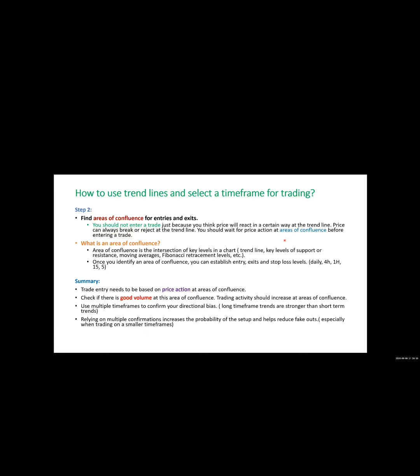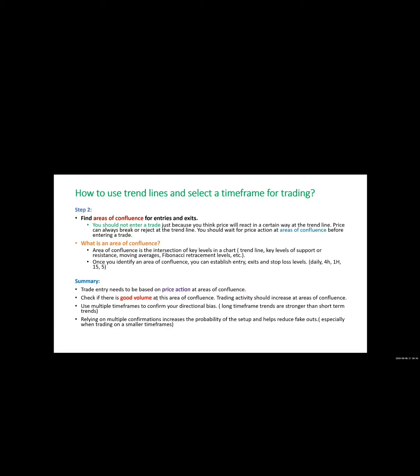and that's an area where you should be looking to enter or exit your trade. So once you identify an area of confluence, you can establish entry, exit, and stop loss levels. So it should be based on the daily, 4-hour, 1-hour, 15, and 5. And I'll show you guys how you can form the area of confluence in the next slide when I go over the example. So to summarize, your trade entry needs to be based on price action at areas of confluence.